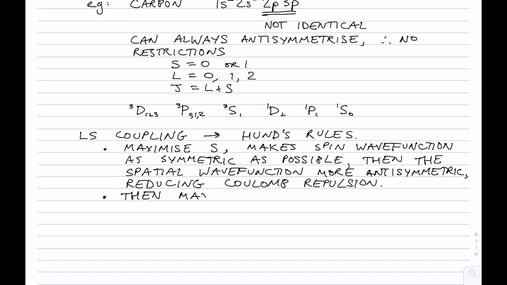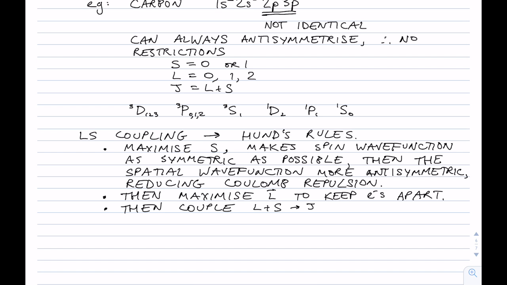Then you want to maximize L, because that keeps the electrons as apart as possible. So first you maximize the S and then you maximize the L. And then couple L plus S to get J. And if the subshell is less than half full, this is getting to the nitty gritty of Hund's rule here, the smallest J has lowest energy.